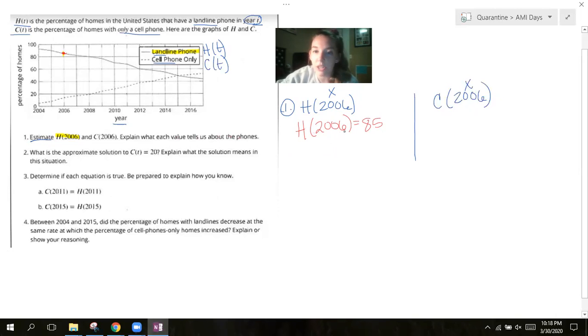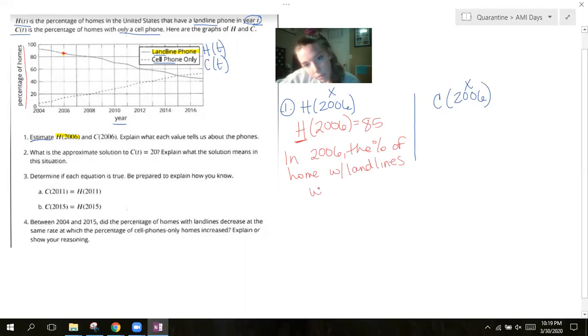We said it's year 2006, and it's telling us the percentage of homes that have home phones. So we can say in 2006, the percentage of homes with landlines was 85%.